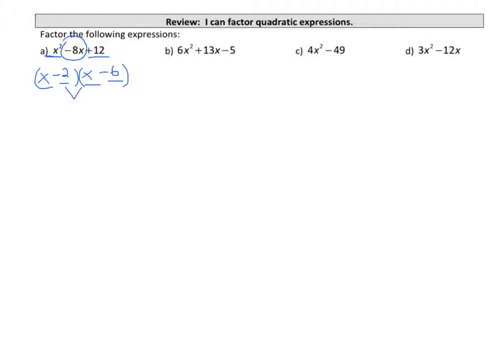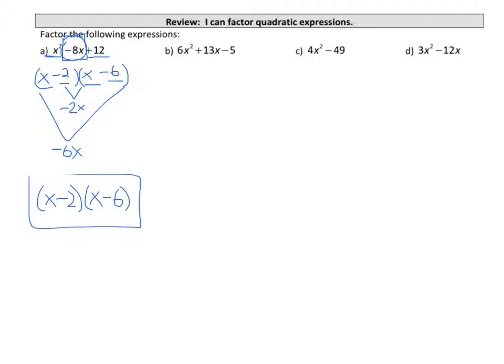So my inside terms multiply to negative 2x, my outside terms multiply to negative 6x, and negative 2x plus negative 6x adds up to negative 8x. So that's my answer, x minus 2 times x minus 6. And you can always check your answer by FOILing or using the distributive property.